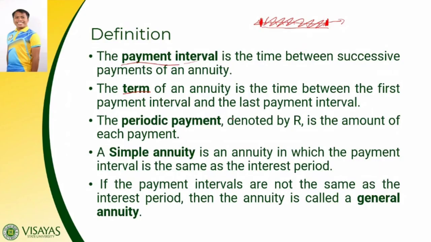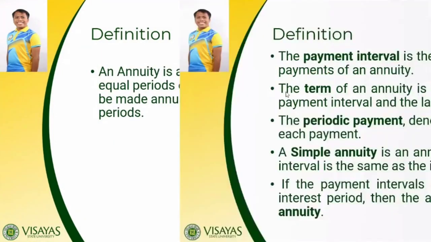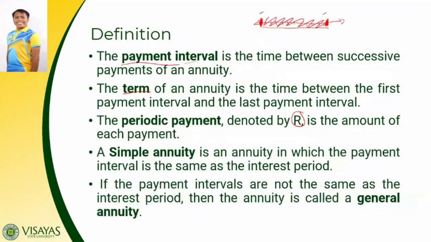Now the periodic payment, denoted by capital R. This one we will see later on when we introduce the formula. The periodic payment denoted by R is the amount of each payment. So how much will you pay? Let's say for example, your policy says that you are going to pay every month, or monthly. So how much will you pay every month, starting with the first up to the last payment? And again, this should be equal, as we defined in our previous definition. Did you follow? So the periodic payment, denoted by R, should be equal from the start to end, right?